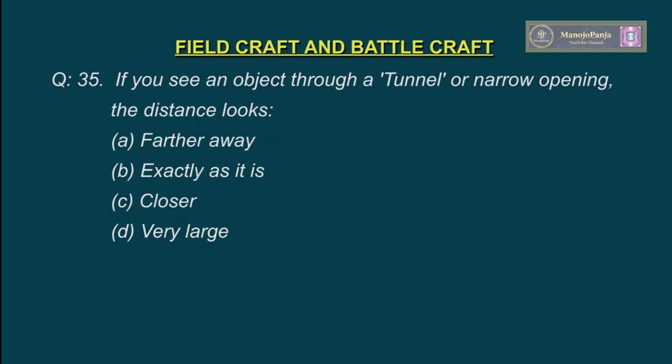Question 35. If you see an object through a tunnel or narrow opening, the distance looks A. Farther away. B. Exactly as it is. C. Closer. D. Very large. Right answer A. Farther away.